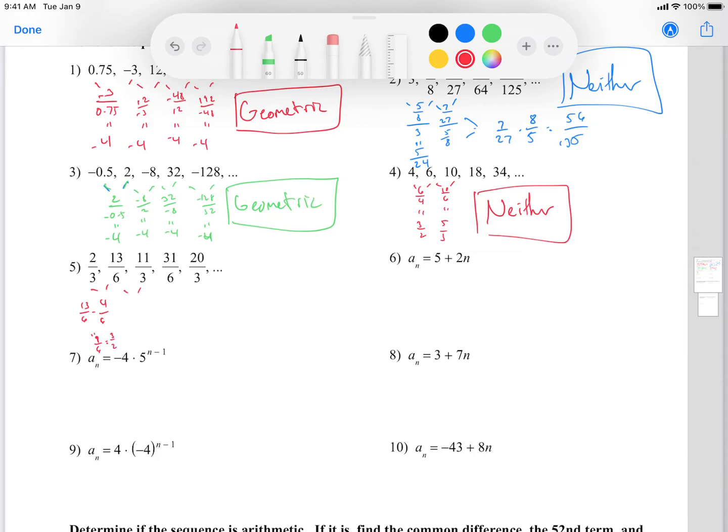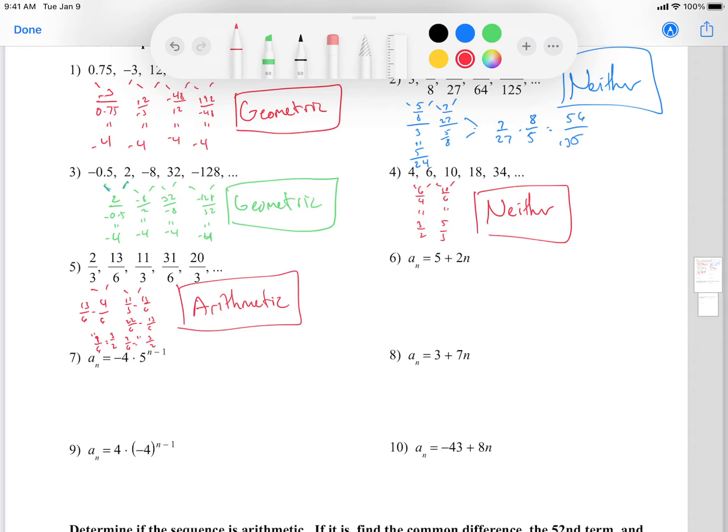If I look at 11 over 3 minus 13 over 6, that's the same thing as 22 over 6 minus 13 over 6. 22 minus 13 is what? 9 over 6, which is the same thing as 3 over 2. So believe it or not, this is actually arithmetic, and my common difference is 3 over 2, or 9 over 6.